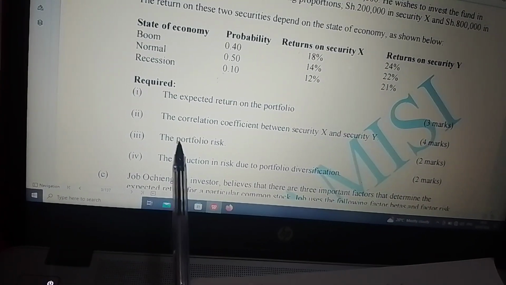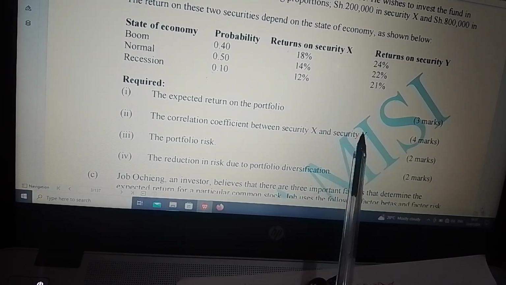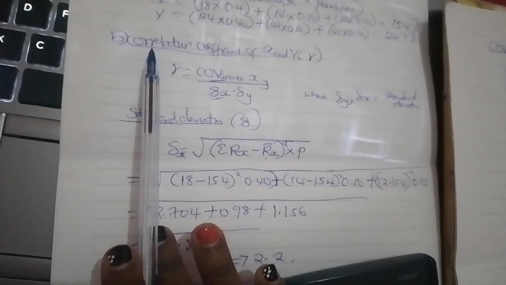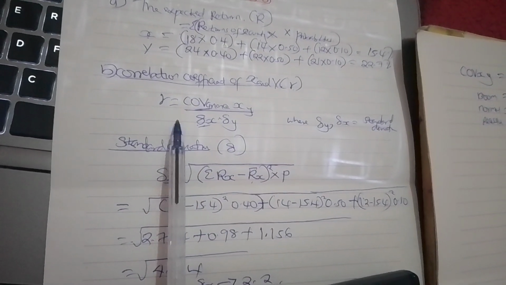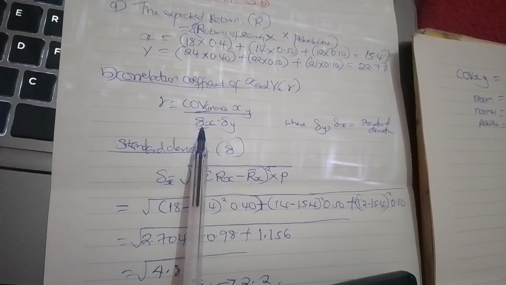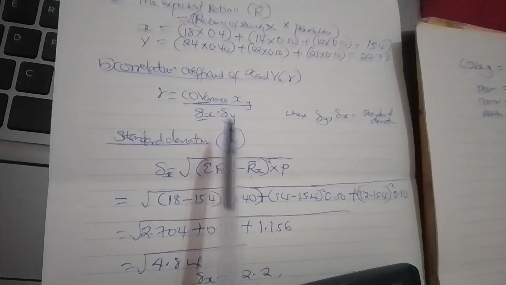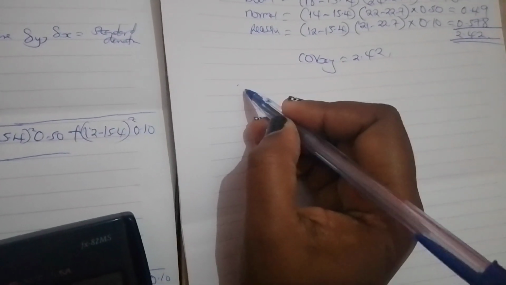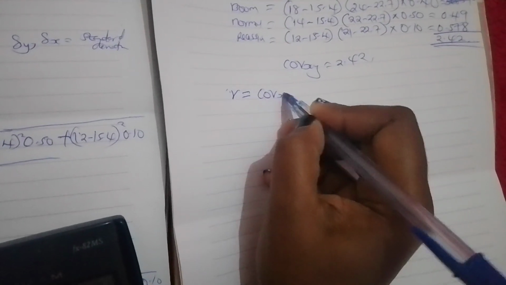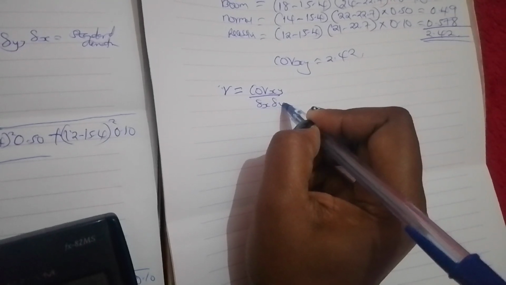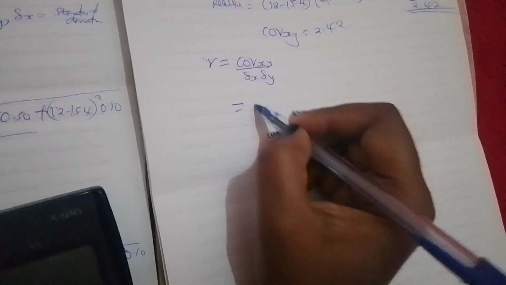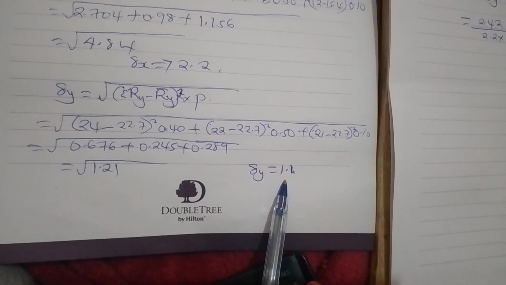You had been asked, you calculate the correlation coefficient between security X and security Y. And we said to get the correlation coefficient of X and Y, the formula is covariance of XY divided by standard deviation of X times standard deviation of Y, which we have computed. So now with that, we can comfortably get our correlation. So covariance is 2.42. You divide by standard deviation of X we had got over here, which was 2.2, times standard deviation of Y, which was 1.1.